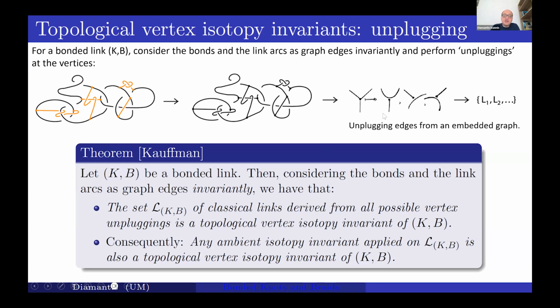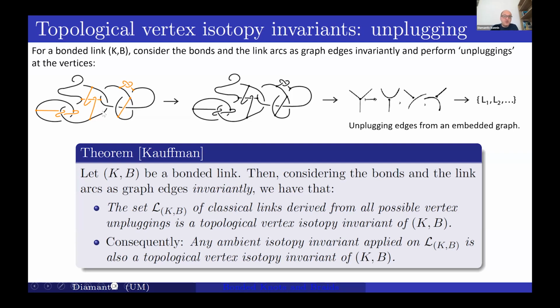Okay, and every time he considers an unplugging, he creates a beautiful knot or link, a classical knot or link, right? But because he considers for each and every trivalent vertex all possible unpluggings, he has a family of knots and links. All right, so this family, the set that they form, is actually an isotopy invariant for our standard bonded link. Okay, and which means that since you have standard knots and links, you can compute any known invariant for these standard knots and links, like from polynomial invariant to anything you like, and this invariant will remain invariant, right, for our bonded link.